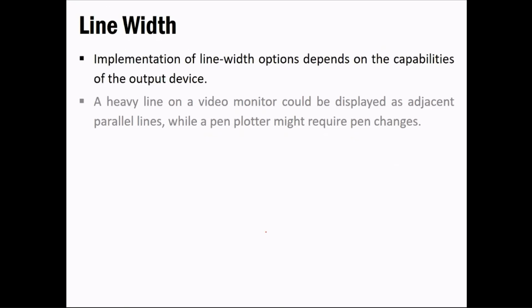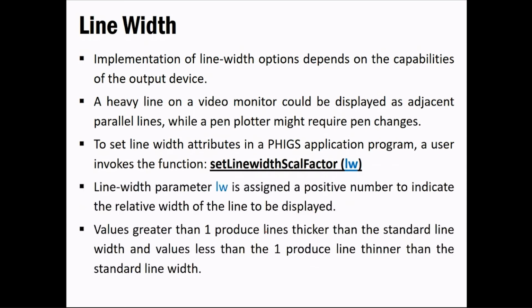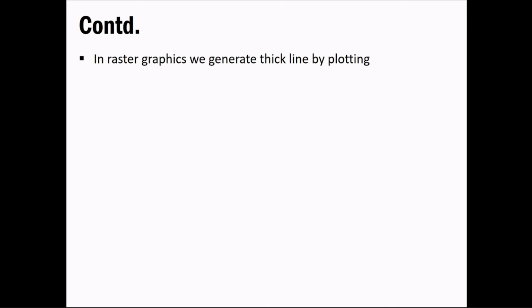Okay, line width, again, line width क्या करता है, obviously it would create an effect that the line is thicker, or it can be thin also. What it says is a value greater than 1 produces a line thicker than the standard line, and a value less than 1 produces a thinner line. This can be done with the help of set line width scale factor. LW is assigned a positive value to indicate the relative width of the line. Line width and all this you can explore on your own.